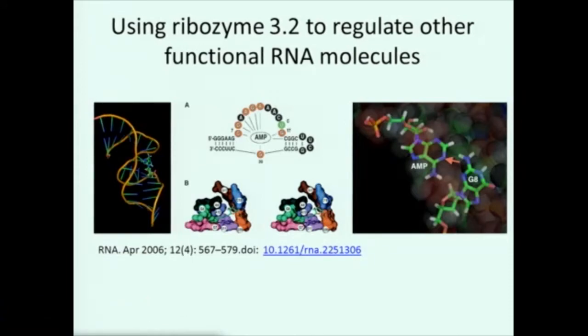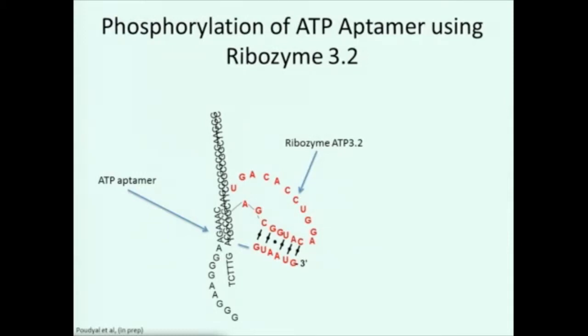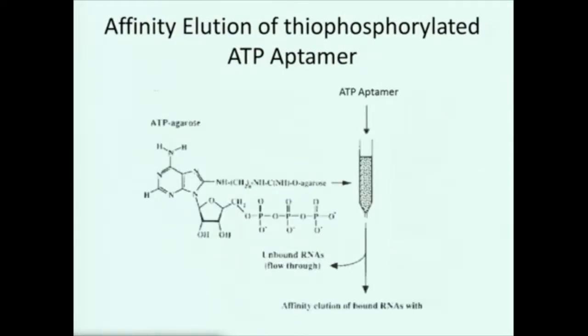So we wanted to see whether we could design a ribozyme that would phosphorylate the ATP aptamer, and what would happen to the ATP aptamer function. This diagram is kind of messed up, I'm sorry about that. But anyway, we designed the ribozyme, and it turns out that you can phosphorylate the ATP aptamer. And as you can see, the phosphorylated ATP aptamer, again, is retained in that mercury layer.